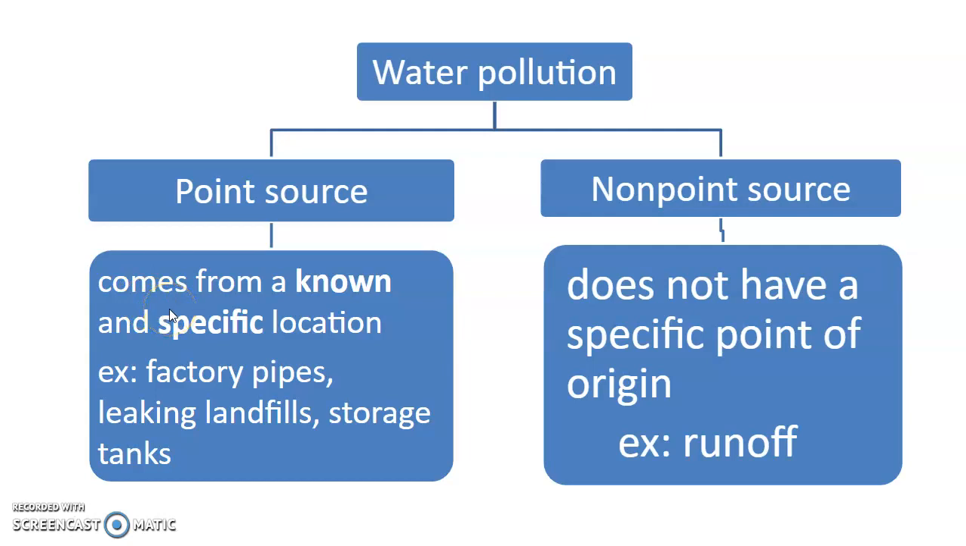So this would be examples of factory pipes, leaking landfills, storage tanks. We can determine exactly where the pollution is coming from. But non-point source does not have a specific point of origin, meaning we don't really know where it comes from. So a big example of this that we'll learn in today's lesson is runoff.